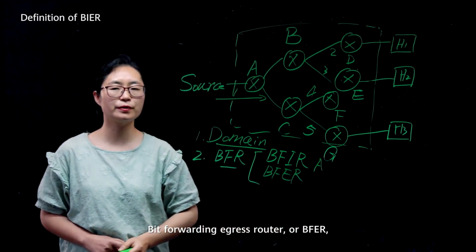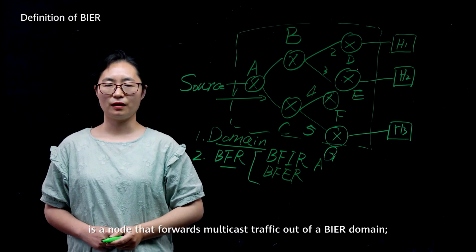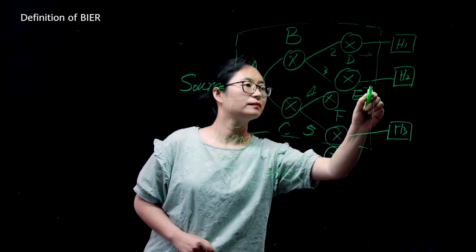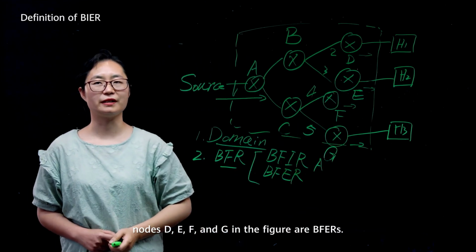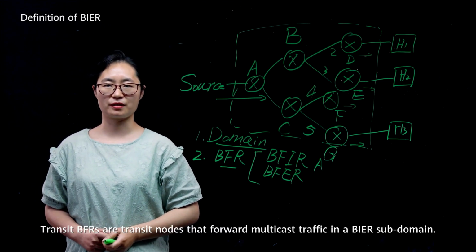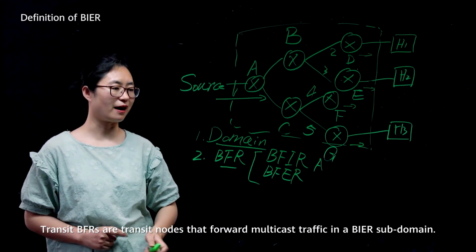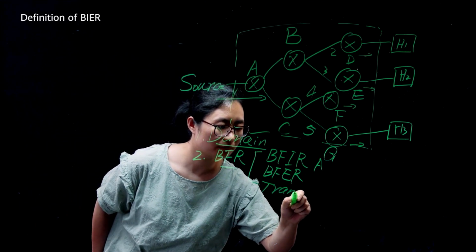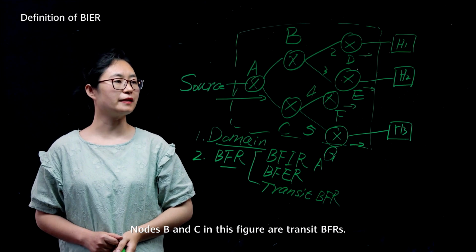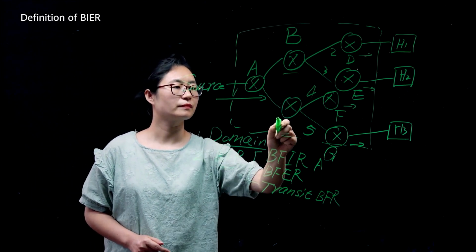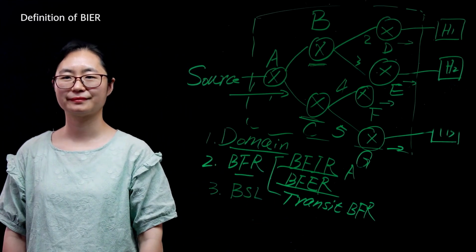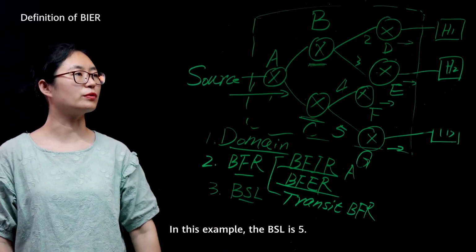Bit forwarding egress router, or BFER, is a node that forwards multicast traffic out of a BIER domain. Nodes D, E, F, and G in the figure are BFERs. Transit BFRs are transit nodes that forward multicast traffic in a BIER subdomain. Nodes B and C in this figure are transit BFRs. The third concept is bit string length, or BSL. In this example, the BSL is 5.